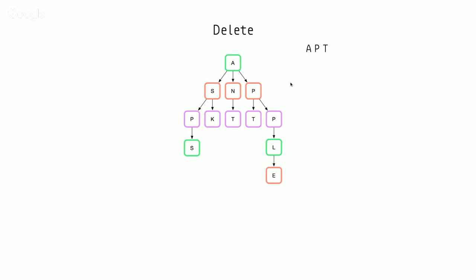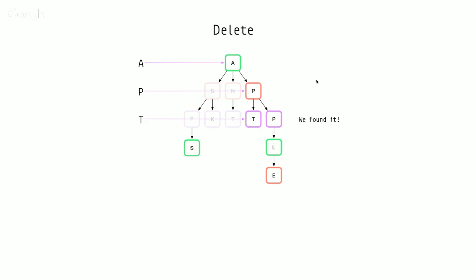Deletion is slightly more complicated, but you can probably just figure out the algorithm yourself if you stare long enough at it. So here we're going to delete the word apt. So we follow this path here down to apt. We've got that word in there. So again, we're going to do something very similar, and we're going to basically search for the word. So following the same algorithm as before, start with A, go down to P, go down to T.